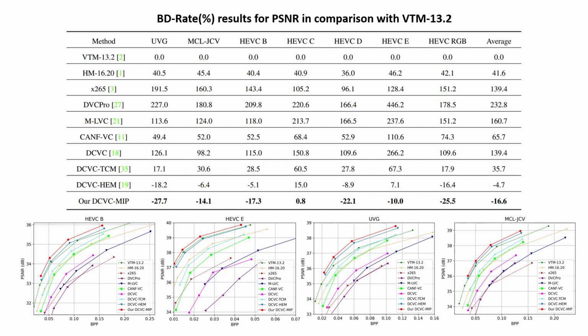Here are the BD rate results for PSNR in comparison with VTM 13.2. The negative number indicates bit rate saving while the positive number indicates bit rate increase. As shown in the table, compared with the previous SOTA neural video codec, our DCVC-MIP gets obvious bit rate saving, which demonstrates the effectiveness of our method. We also illustrate the rate-distortion curves here for a better visualization.